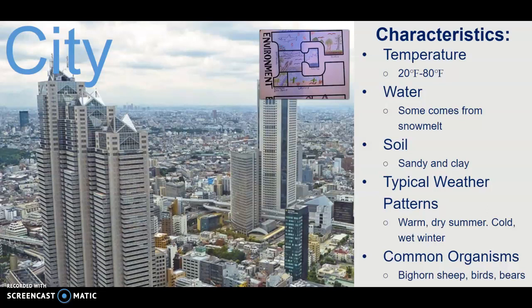Typical weather patterns: generally we have a warm, this year it's been a warm, dry summer and not necessarily a cold, wet winter, but generally that's what we like to see. Common organisms: bighorn sheep, birds, and bears.